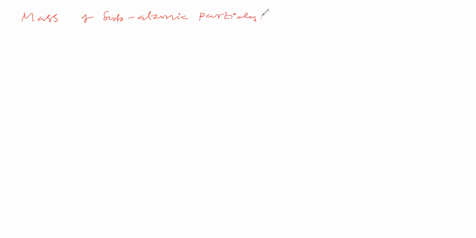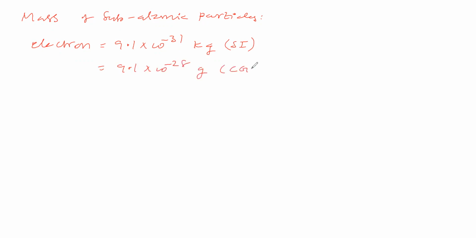Now, the mass of the electron. The mass of an electron is 9.1 into 10 to the power of minus 31 kilogram in the SI system. In the CGS system, it is 9.1 into 10 to the power of minus 28 grams. It is the mass of the electron.